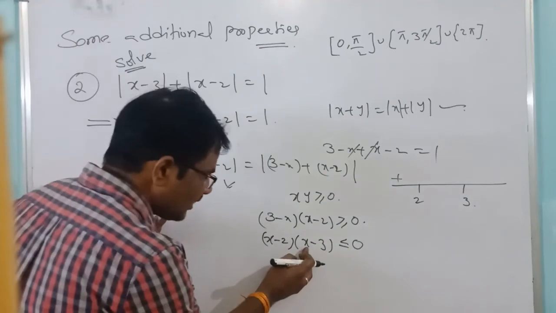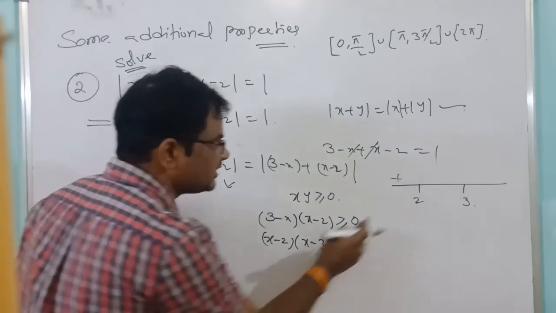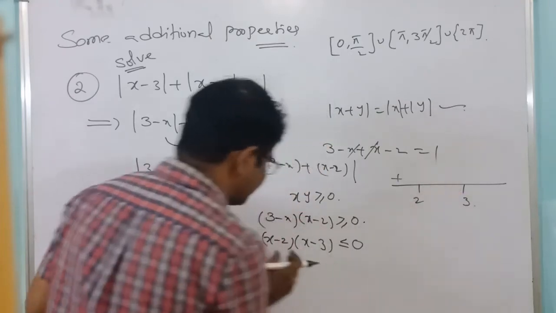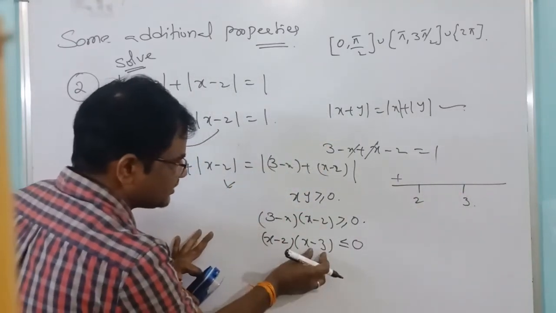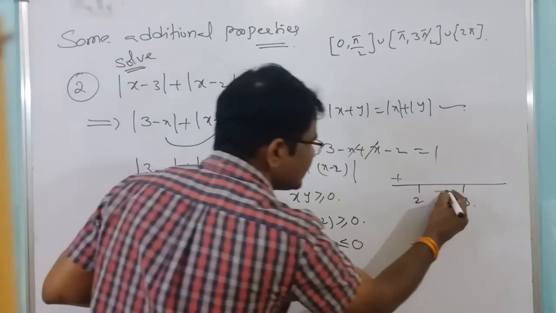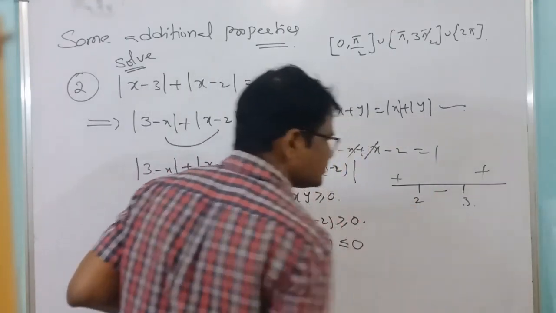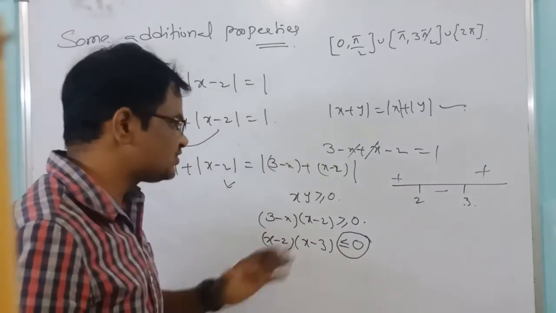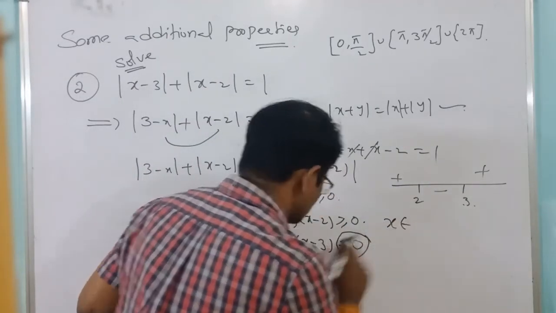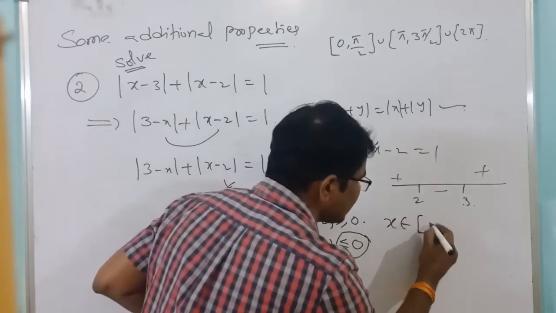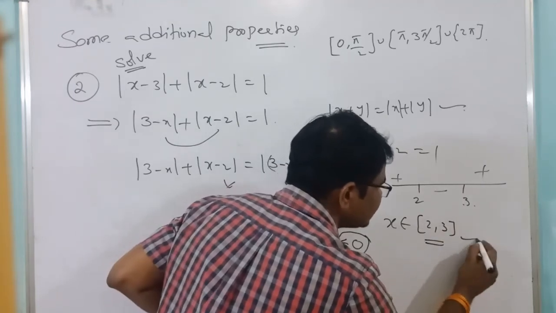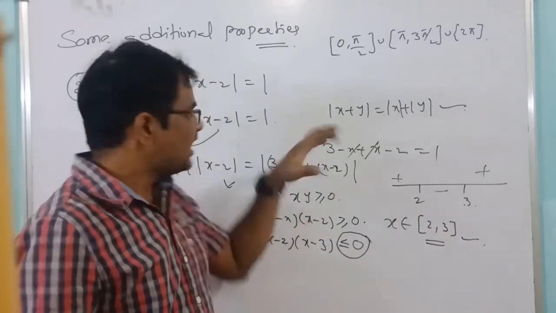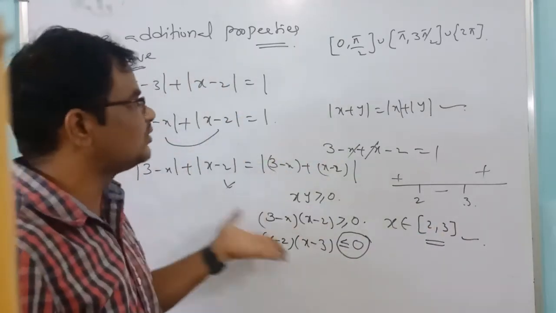Next, our critical point is 3. Between these two, we substitute any value, say 2.5. Positive and negative, positive into negative is negative. And here we get positive. But we want the solution for less than or equal to 0. So that's why x belongs to the closed interval [2, 3]. So like this, by this property we solved this one. And there is one more type also, we can do that one later.